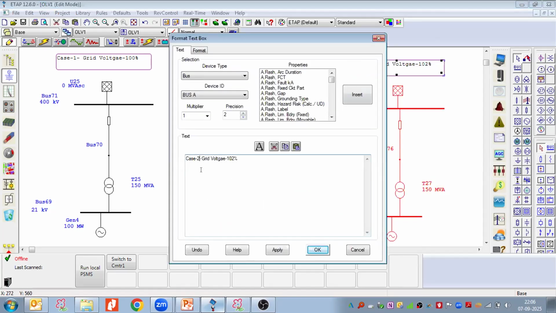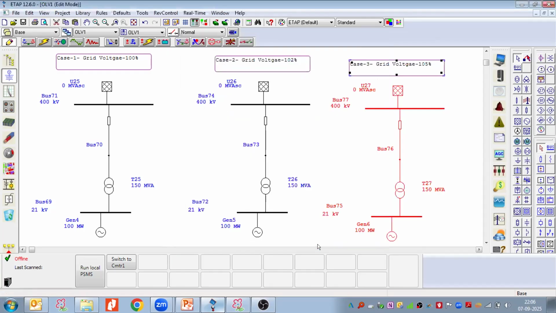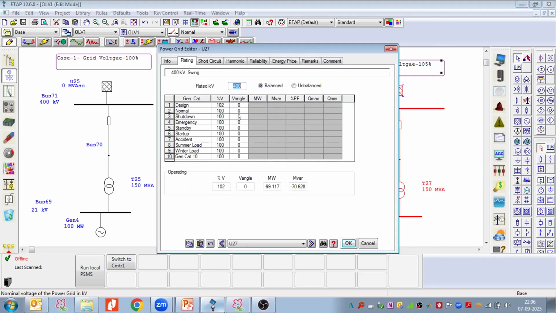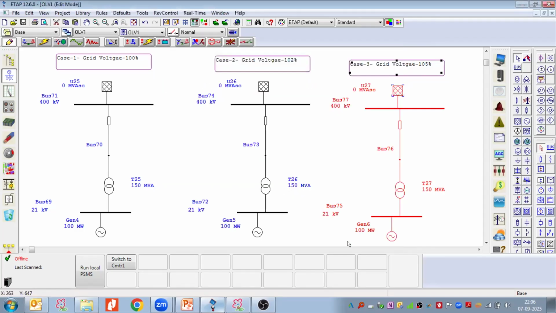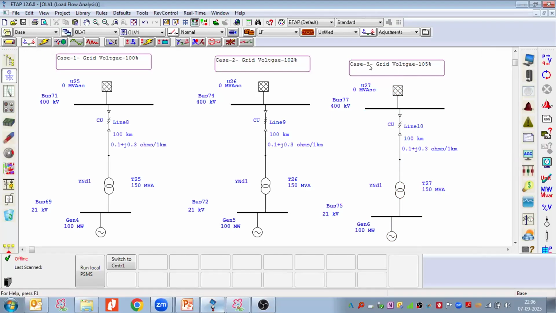And in my case 3, the grid voltage is now changed to 105%. Click OK. And then here also we have to go to rating. Here I need to change from 102 to 105. Click OK. And then run the load flow again.